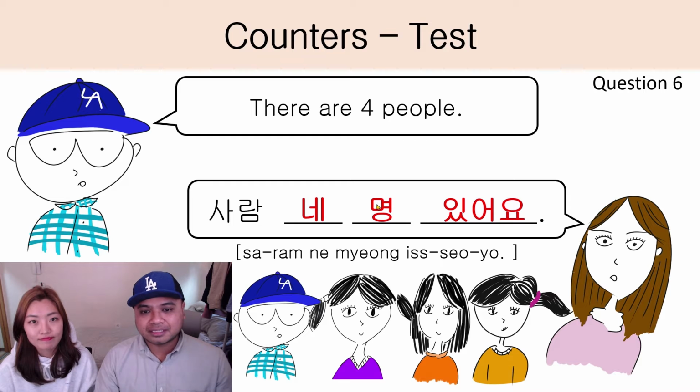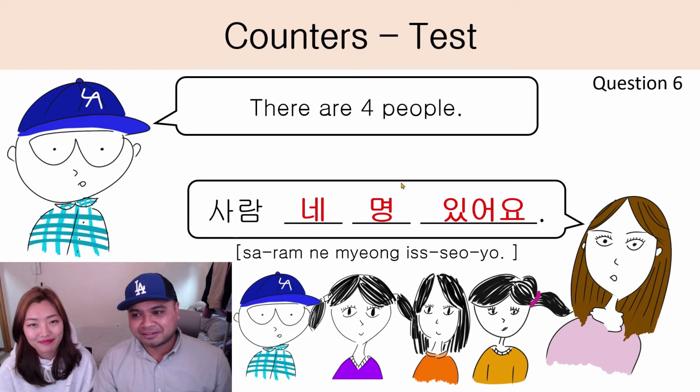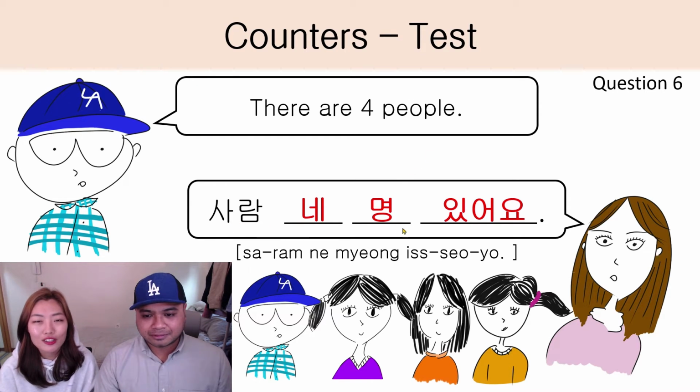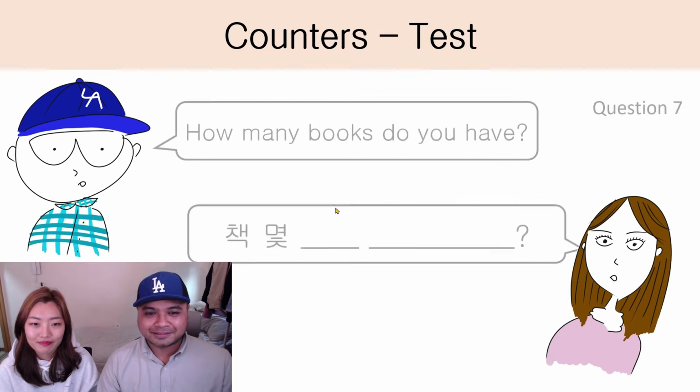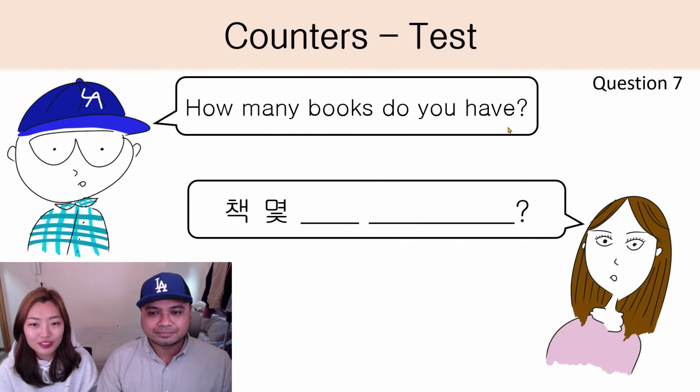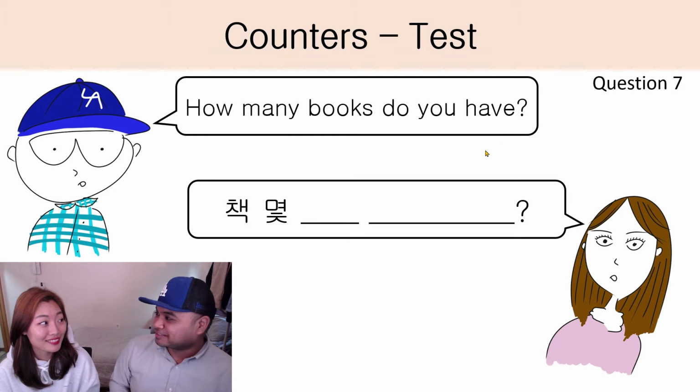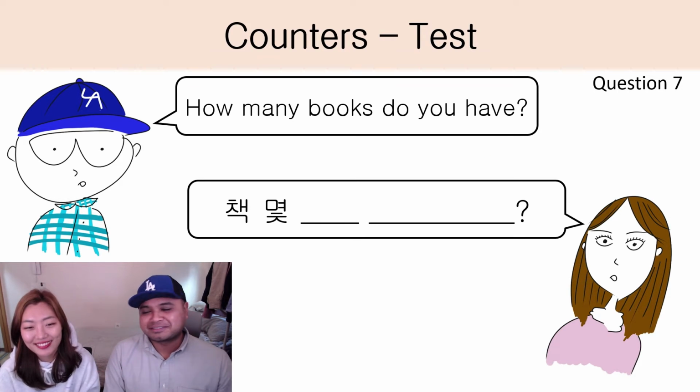So remember, 명 means people, and we have a counter for people. You've got to use it. We're not things, we're not bottles, we're not books. You've got to use 명, okay? 사람 4명 있어요. Next question. Oh, question 7. We're doing 8 today, because we have 4 counters too.